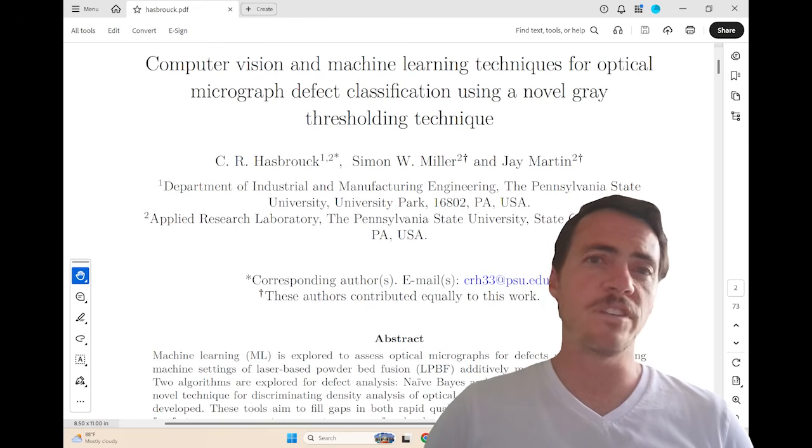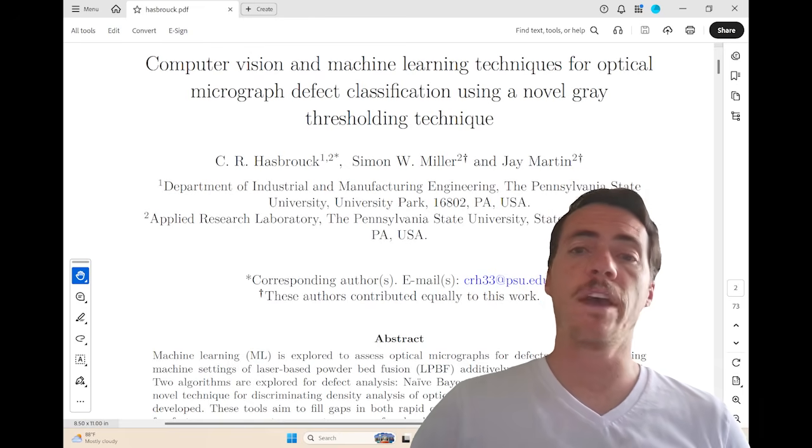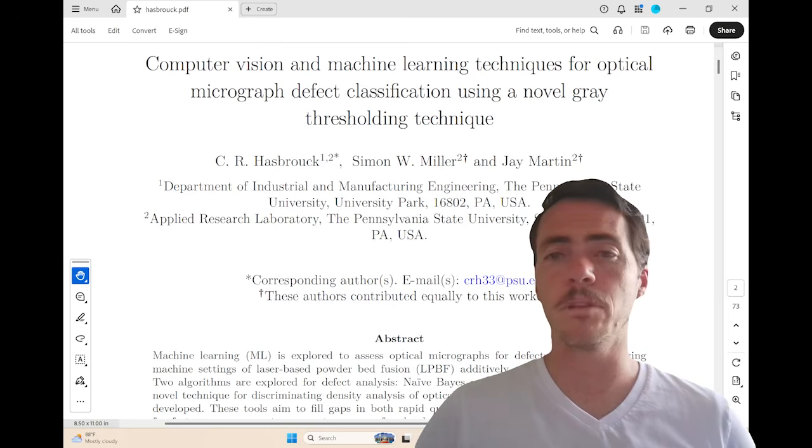Today's paper deals with defect detection in printed metal parts. It comes to us from researchers at Penn State University, Hasbrouck, Miller, and Martin.